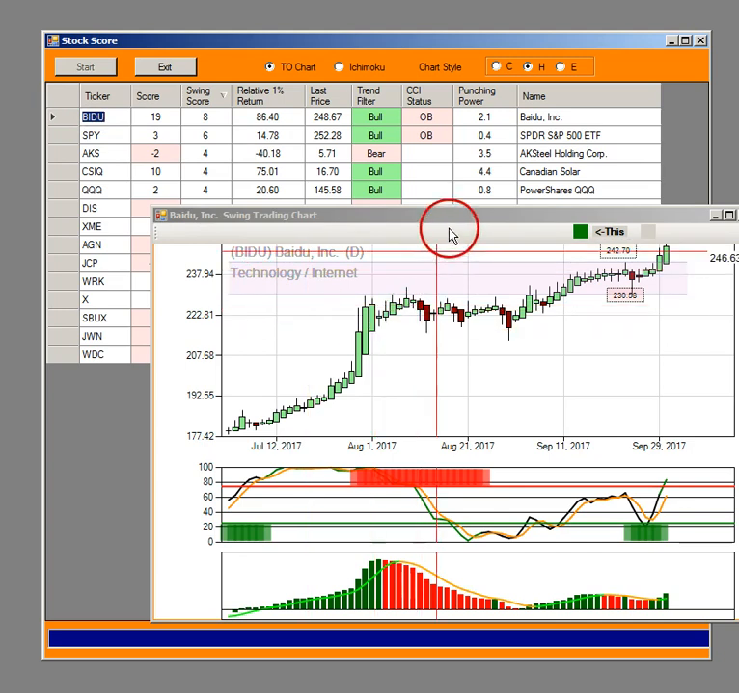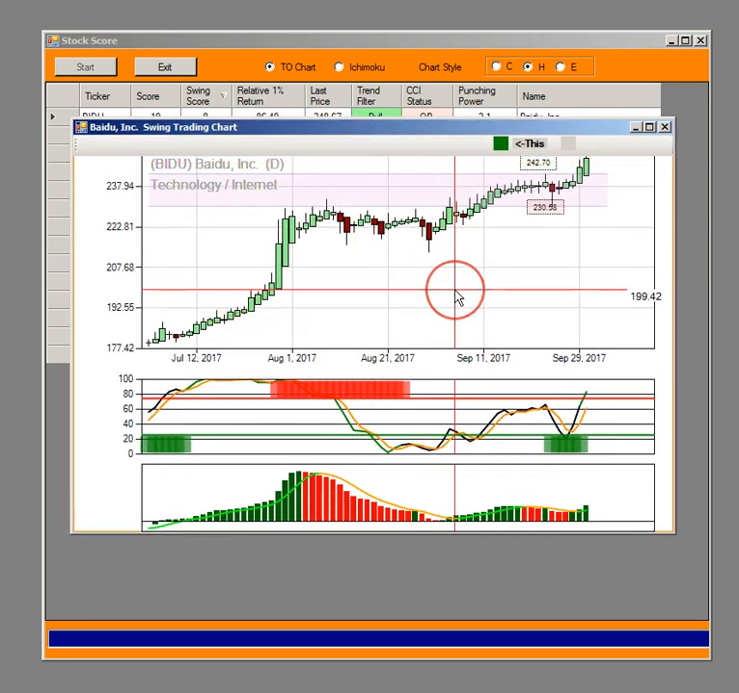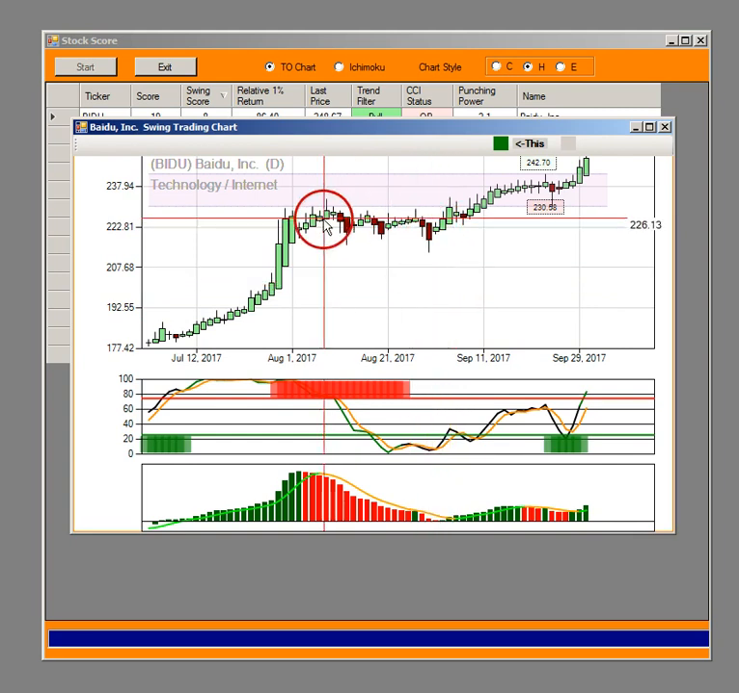And here's the chart. And this is our Trading Fives Trading Oscillator chart. And I have the format here in Heikin-Ashi, which uses 2 days of data, the high-low close data for 2 days, to draw a candle, because it's just so much easier to discern the trend.